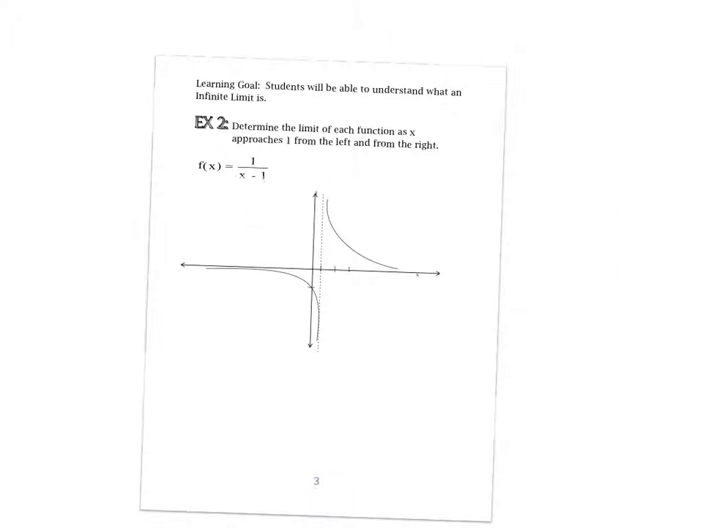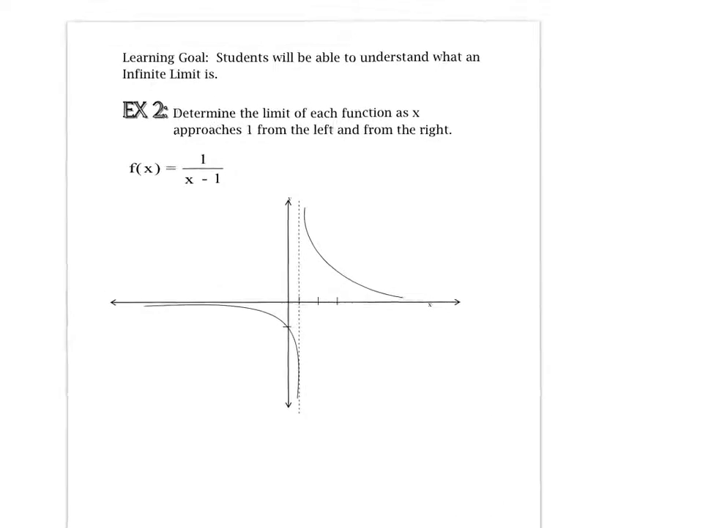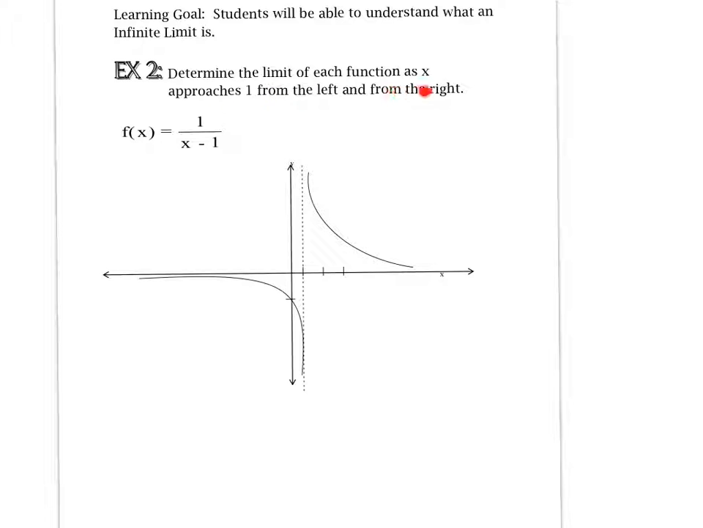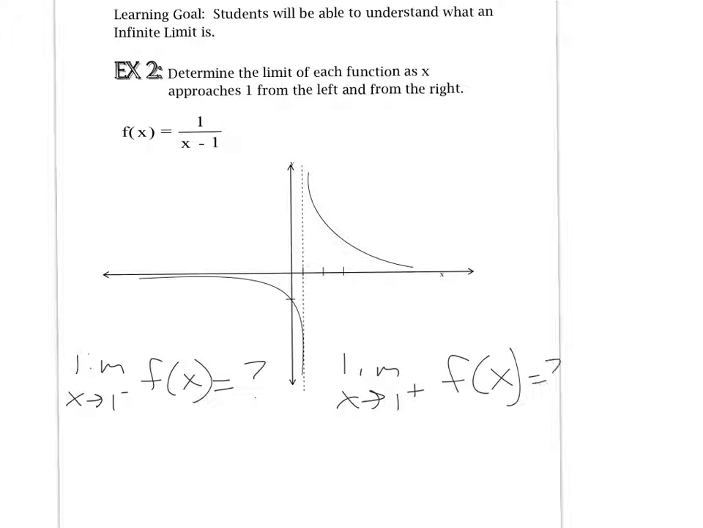Alright, let's go to the next problem. Very similar problem. I encourage you to work this out on your own. It says determine the limit of each function as x approaches 1 from the left and from the right. So we could write this as the limit as x approaches 1 from the left of f of x, and also the limit as x approaches 1 from the right of f of x. Try this on your own first, see if you can come up with it, and then check back to see if you have the right answer.